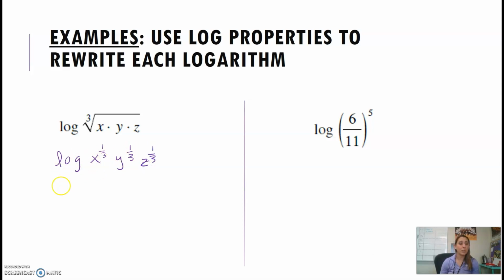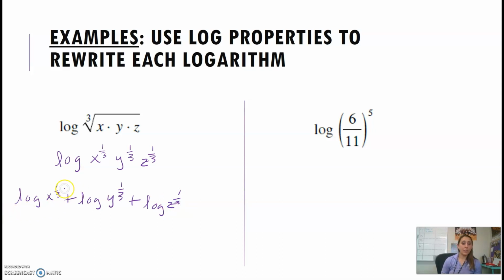Then I'm going to rewrite this. So I'm going to get log x to the 1/3. I have a multiplication there, so I'm going to write plus log y to the 1/3. I have another multiplication, so I'm going to write plus log of z to the 1/3.